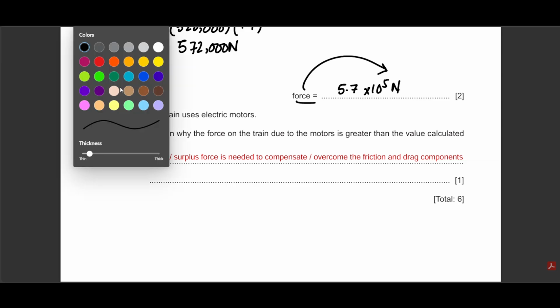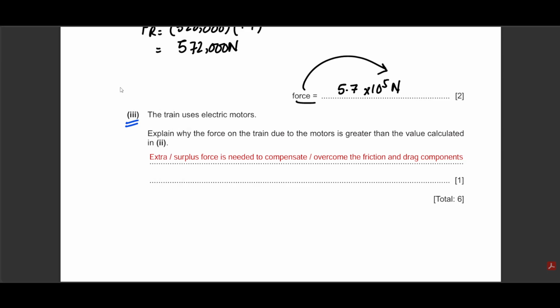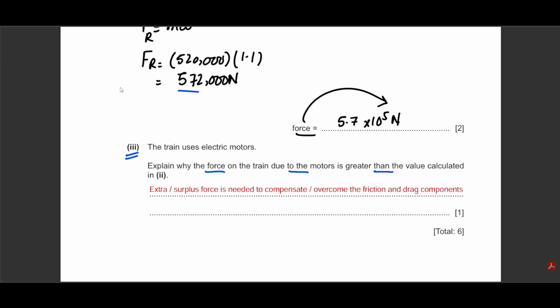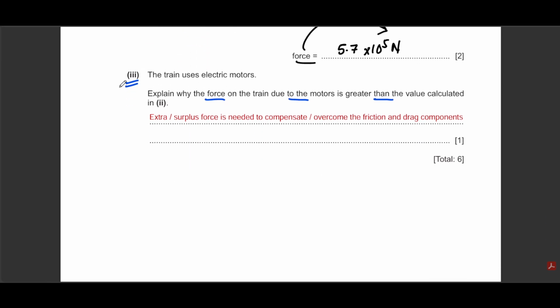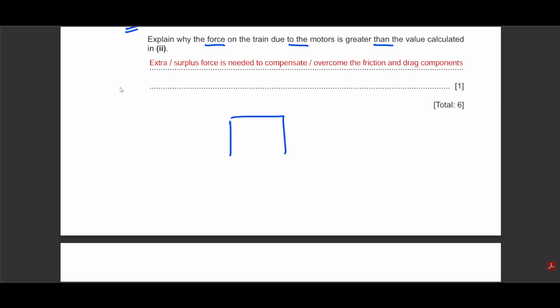The train uses electric motors. This is a common question in terms of its theory. Explain why the force on the train due to the motors is greater than the value calculated. So why does the motor have to provide a force greater than this? It's fairly natural that we find that this is the resultant force, which I suspected should have been the case.